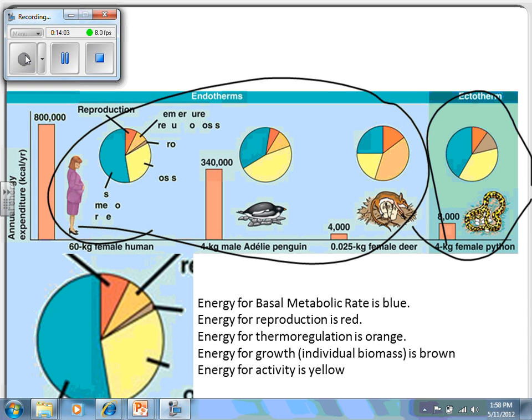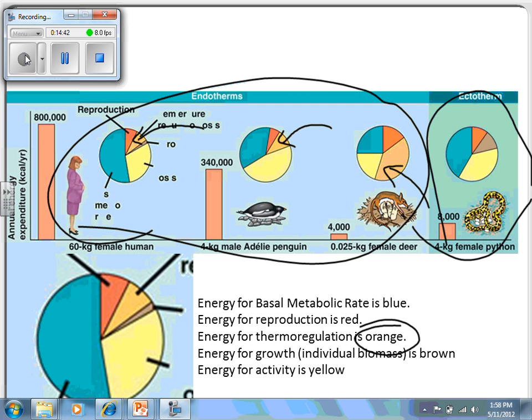As you look at this pie chart, notice the blue is normal metabolism, the BMR, the basal metabolic rate. Red is for reproduction. Orange is for thermoregulation. And yellow is just for general activity levels. Notice the basal metabolic rate is pretty big in all of them. But the part that we want to concentrate on is this orange part. Notice in the female human, that's a fairly good chunk of the pie. A little bit bigger chunk in the penguin, and way bigger in the deer mouse.